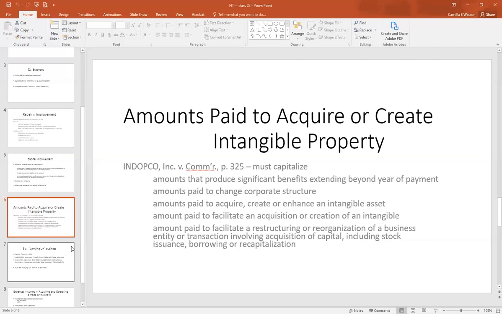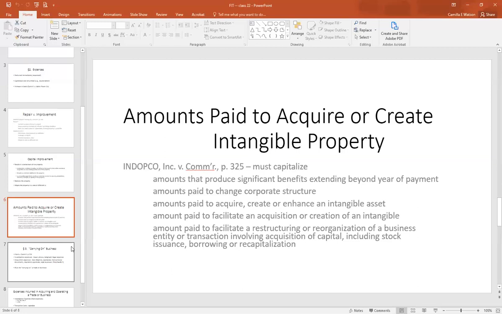Now, after Indopco, there was consternation among business taxpayers because many of the expenses that they had been deducting routinely also produced significant future benefits. So the service issued rulings in the wake of Indopco, allowing expenses such as advertising expenses, incidental repairs, and employer-incurred training costs of an ongoing business to be currently deductible.